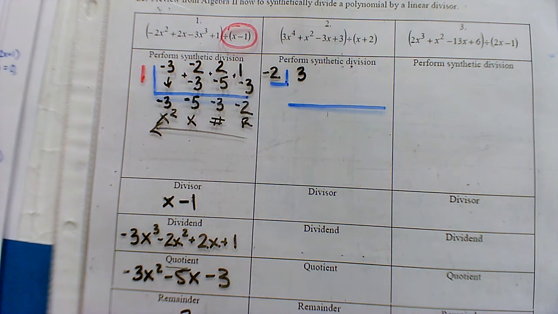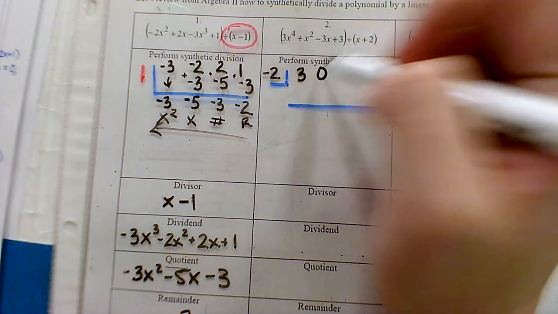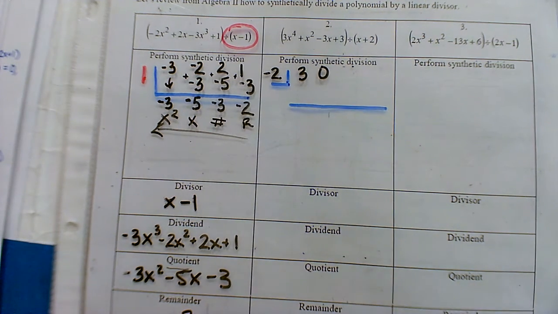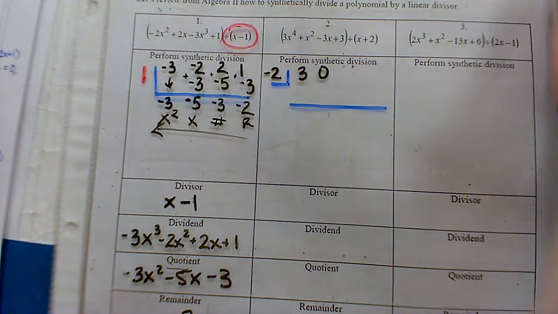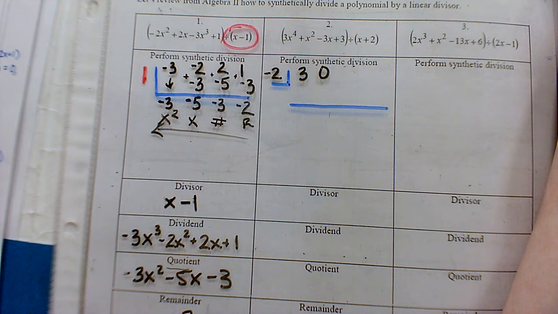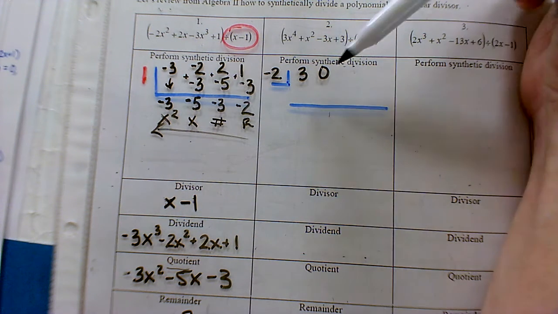Go, Kyle? 0. Ooh, why 0? Because x cubed doesn't show up in the equation. All right, this is what's a little tricky. Do you notice how we jump from an x to the 4th to an x squared? Technically you don't have any x cubed in there, so you have to show that concept through the division process.